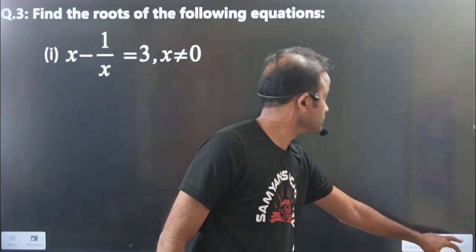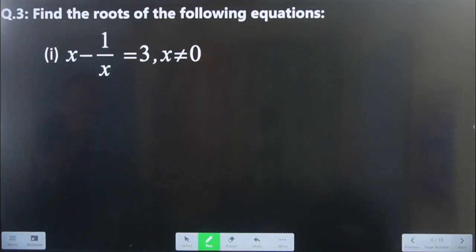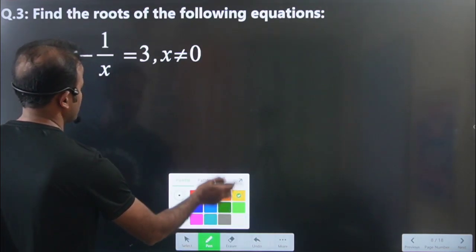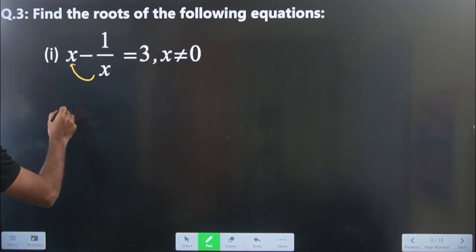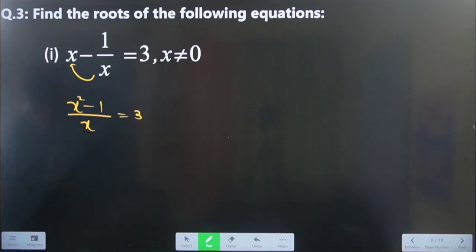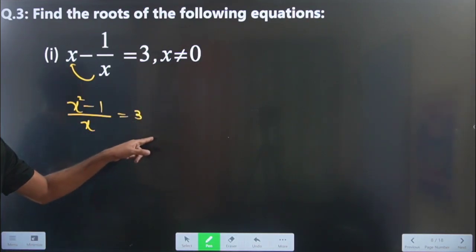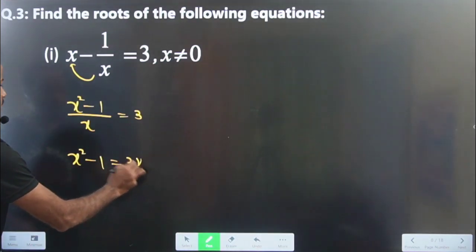Now here we have: find the roots of the following equation. x minus 1 by x equal to 3. How do you calculate this? Now you see here, x minus 1 by x, this x you multiply with this x, then it will become x square minus 1 by x equal to 3. The by x, when you take it to this side, it will become into x. So we can write x square minus 1 equal to 3x.